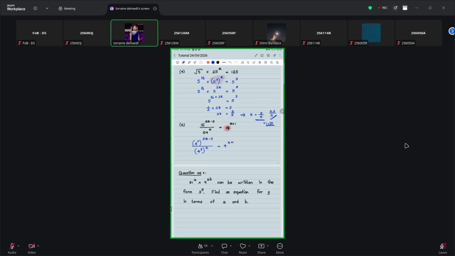Then now we can simplify indices separately in the numerator and the denominator. Okay, then what happened to the numerator? We can multiply 3x minus 3 by 2. So it's equals to 6x minus 6. Then what happened to the denominator? It's equals to 4 to the power 3x. So it's equals to 4 to the power x plus 1.